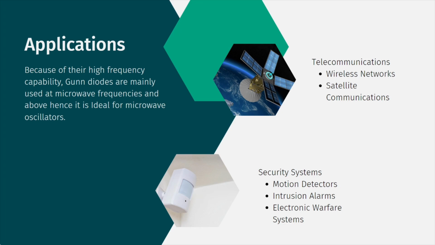In security systems, it is applied in motion detectors to detect motion, intrusion alarms, and also electronic warfare systems. Do you know that the Gunn diode is one of the semiconductors that can generate the highest output signal? This output signal can be applied in electronic warfare systems to disrupt the enemy's electronic systems. This will disrupt the enemies in many ways, for example disrupting their communication and also their electronic tools such as sensors that they use in wars.